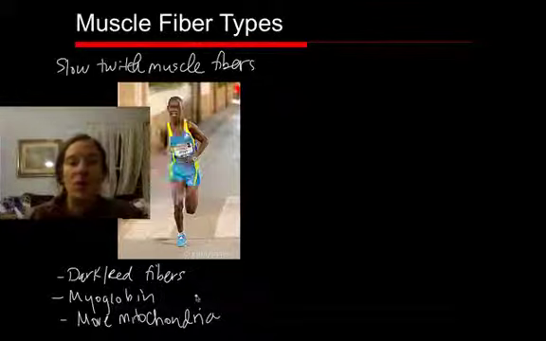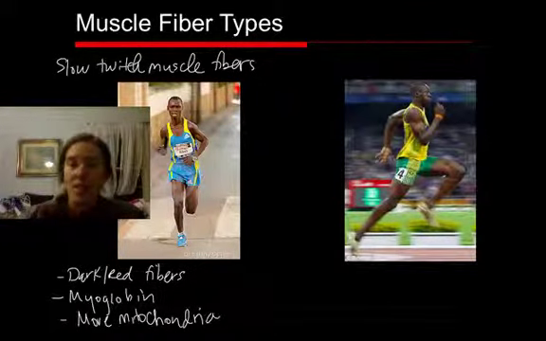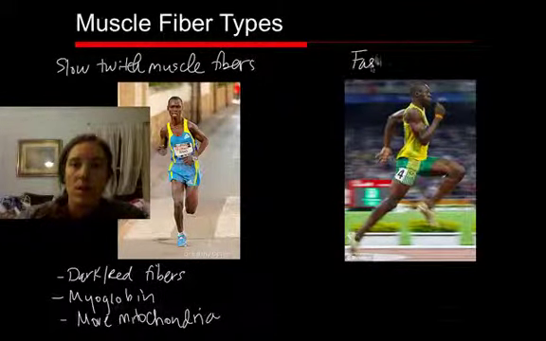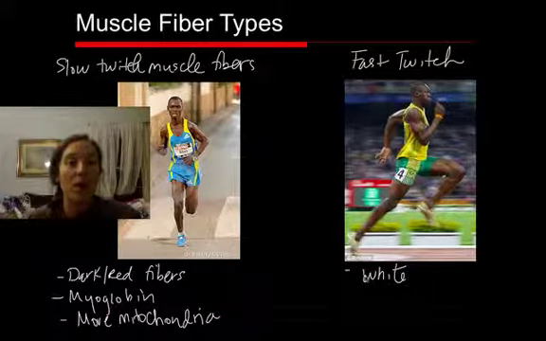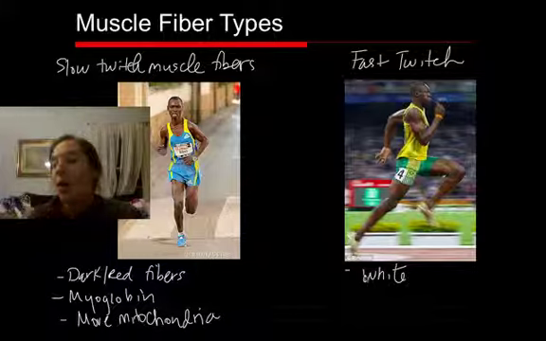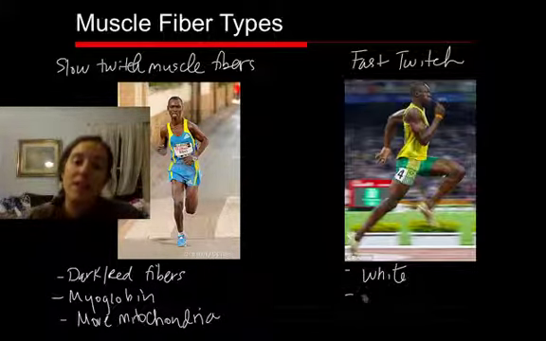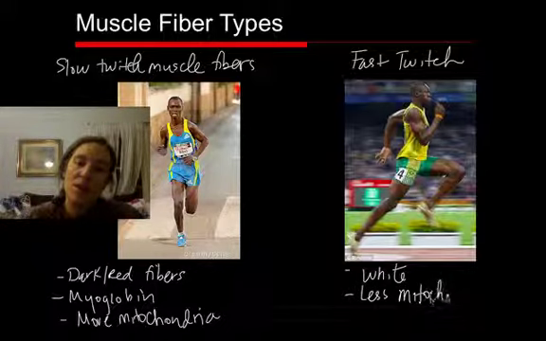Fast-twitch muscle fibers are a little bit different. Fast-twitch muscle fibers are often called white fibers, and that is because they don't have that myoglobin that we see in slow-twitch muscle fibers. And then that means that they aren't producing a lot of oxygen, and they don't have as much ATP. They have less mitochondria, which means they have less ATP.